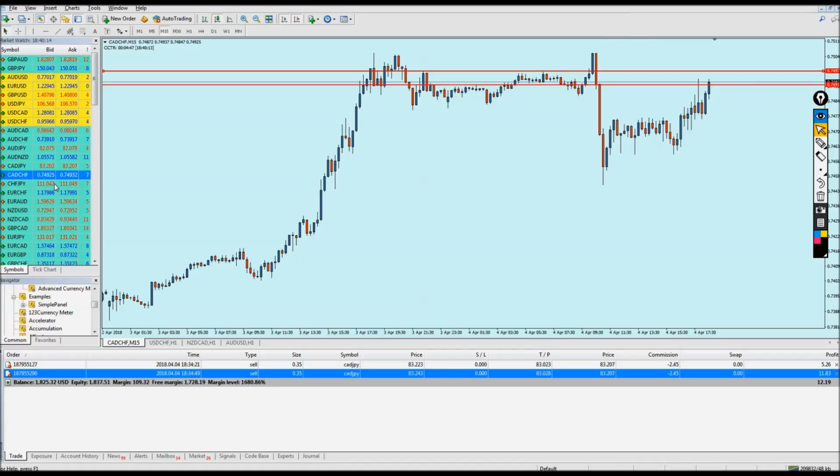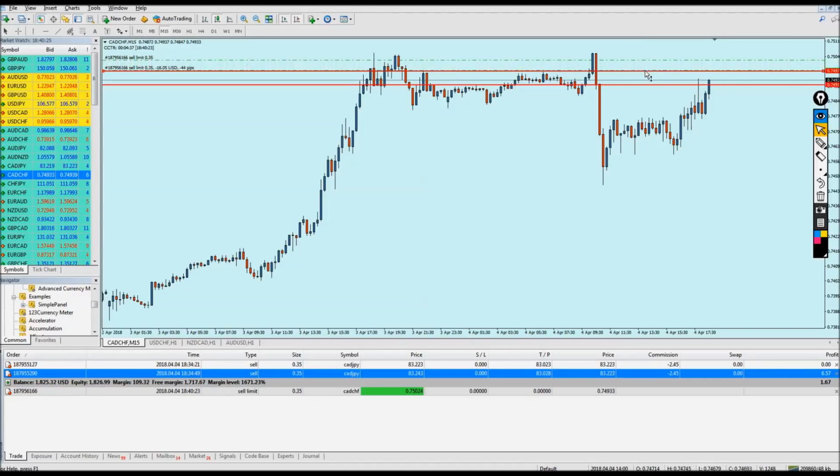So until that happens, let me try to find another trade. You know what I will do, guys? I will set a pending order here. So now if the candle touches this level, sorry, a sell order will be activated. Alright, let's move on.